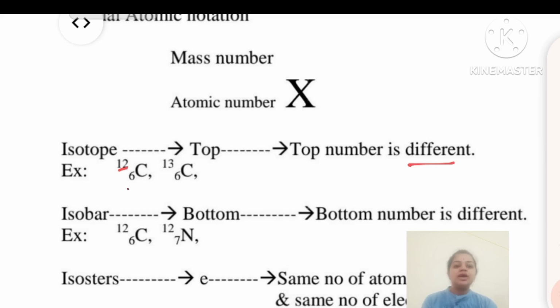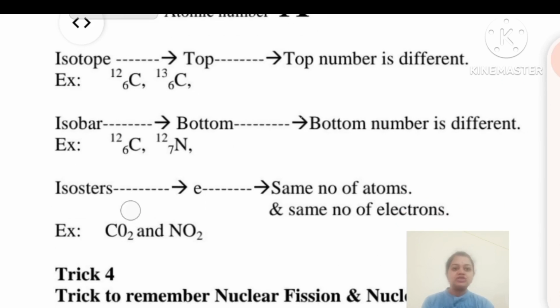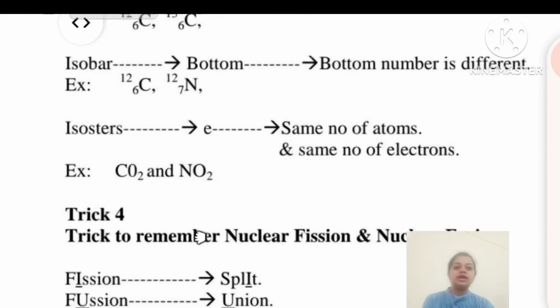But atomic number will be same. Okay. Then isobar, bottom number will be different. That is atomic number will be different in isobars, but mass number will be same. For example, carbon and nitrogen. Then isoters. Isoters means same number of atoms and same number of electrons. Here the letter E is more prominent, ters, E. So, E means same number of electrons. For example, carbon dioxide and nitrogen dioxide.